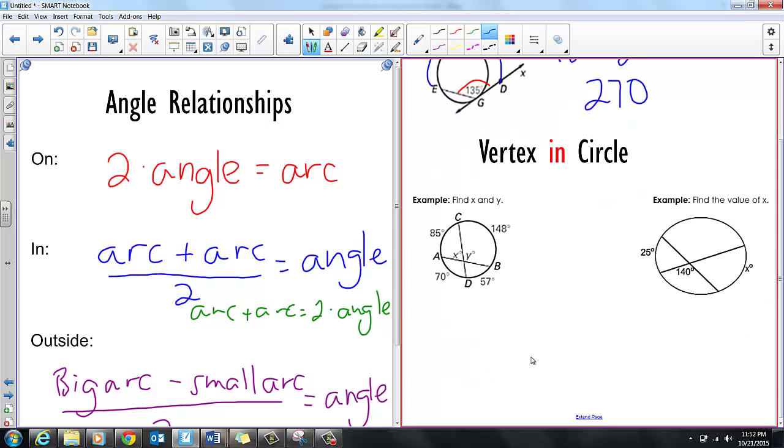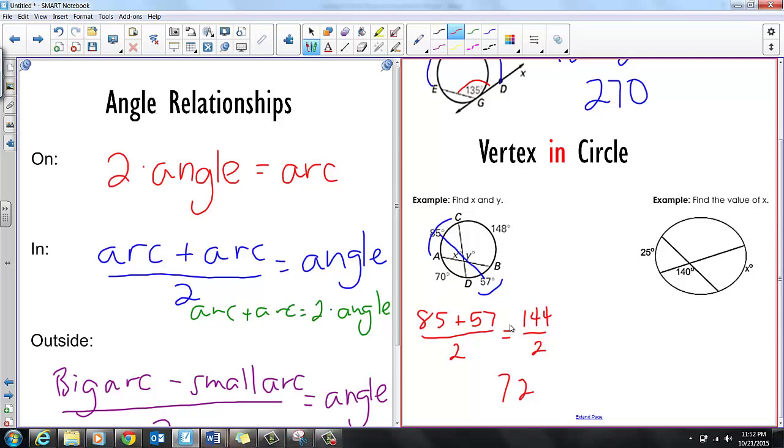When the vertex is inside of the circle, we want to take the corresponding arcs. So let's find x first. The two arcs that make up the angle x are going to be these two. We can even draw a line just to check ourselves. So we're going to do arc plus arc, 85 plus 57, and we want to divide this by 2. So this becomes 144 over 2, and we get 72 as our value for x.